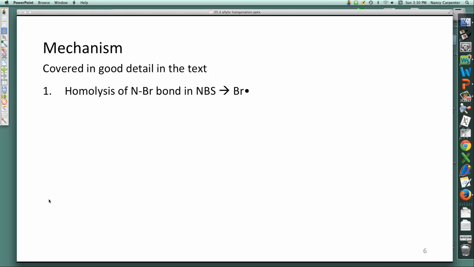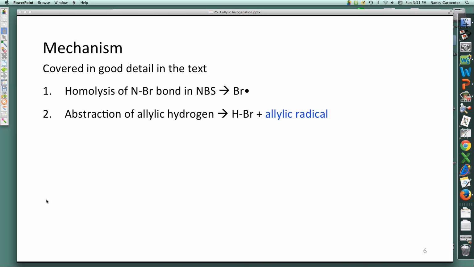Alright, so the obvious thing that would happen first, if this is a radical reaction, is that we need to have something that can homolyze that nitrogen-bromine bond, and that can just be a little bit of heat or light of the right wavelength. That's a pretty easily cleaved bond. Once that's done, we get the bromine radical, Br dot, and that's our key player.